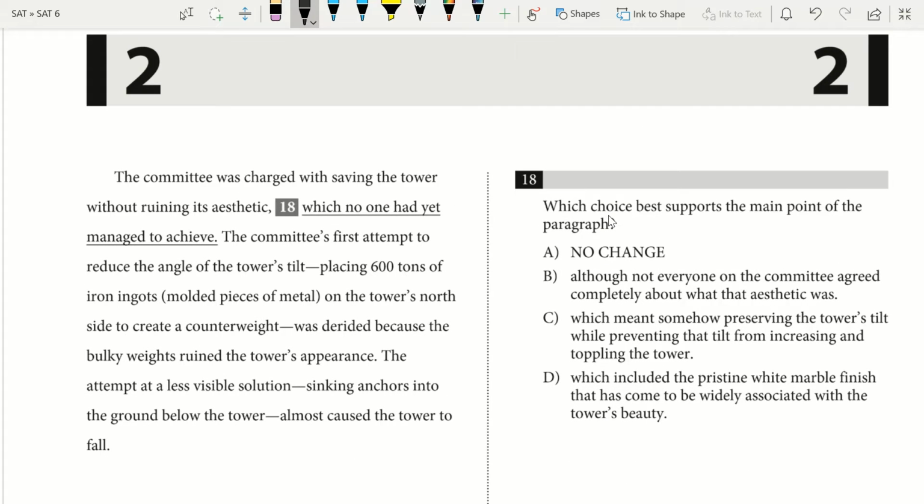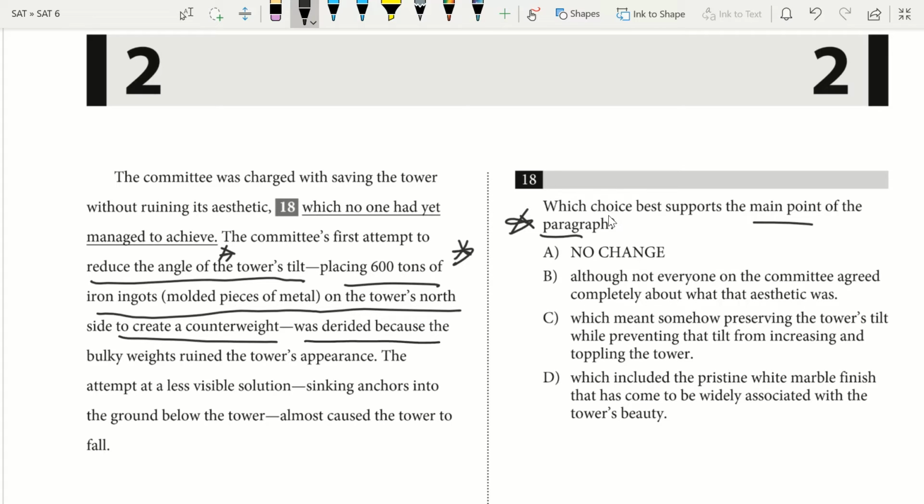The committee was charged with saving the tower without ruining its aesthetic, which no one had yet managed to achieve. Alright, so I'm asked which choice best supports the main point of the paragraph, so I need to read on to find the main point. The committee's first attempt to reduce the angle of the tower's tilt, so they're trying to reduce our tower's tilt, placing 600 tons of iron ingots, molded pieces of metal, on the tower's north side to create a counterweight, was derided because the bulky weights ruined the tower's appearance.